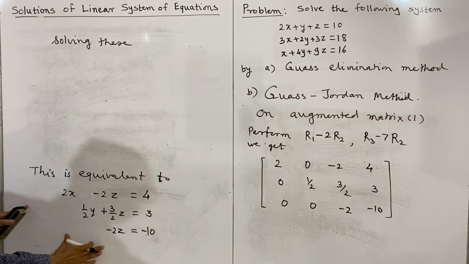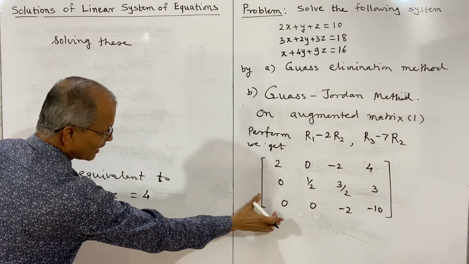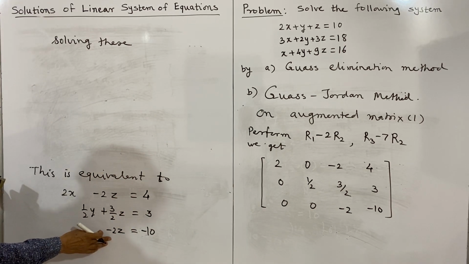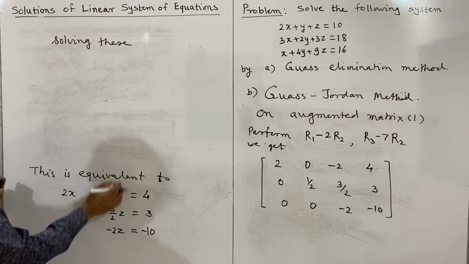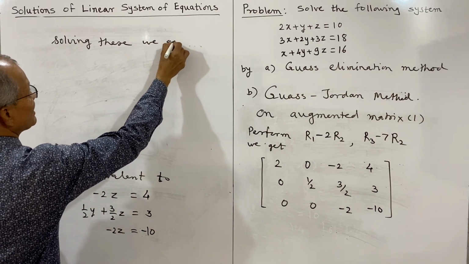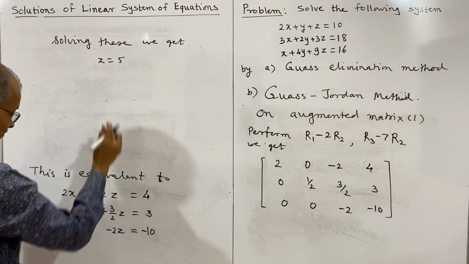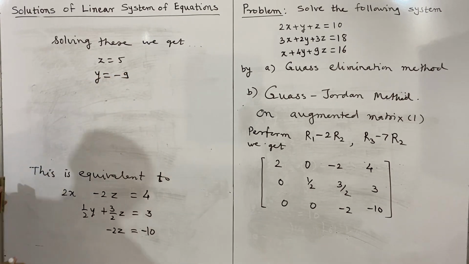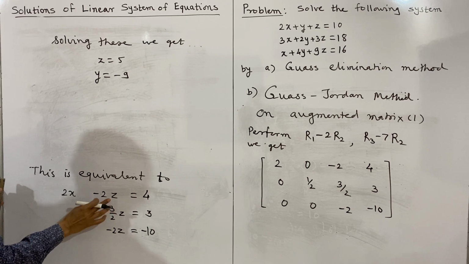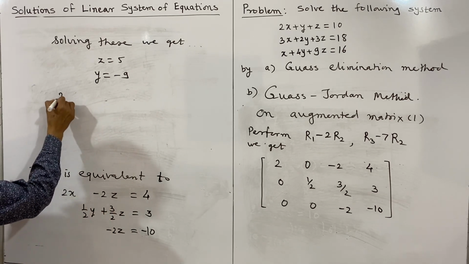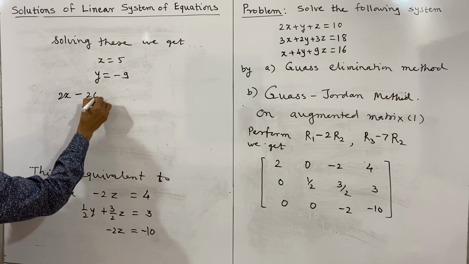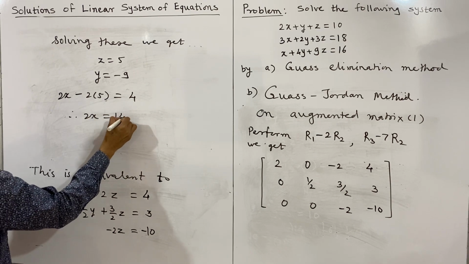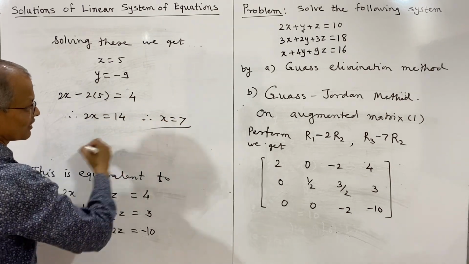see, this is the system obtained. So we should write after this the system, this is equivalent to this one, and now solve. And this can be solved as earlier. From this we get, as earlier, z is 5, and when z is 5, we have obtained y is equal to minus 9, and if we put the value of z in this first equation, we shall get 2x minus 2 into 5 equal to 4, therefore 2x is equal to 14, and therefore x is equal to 7 as earlier.